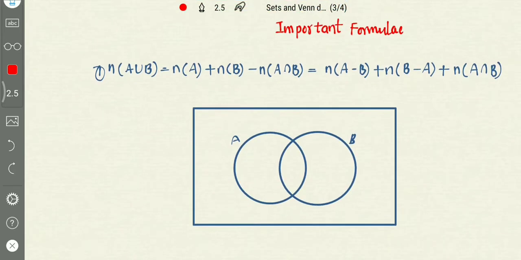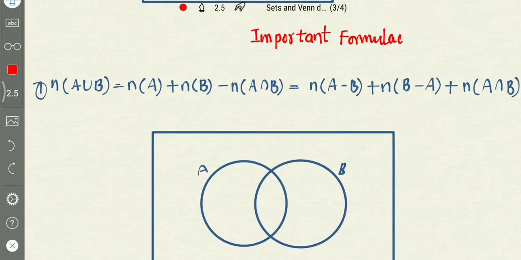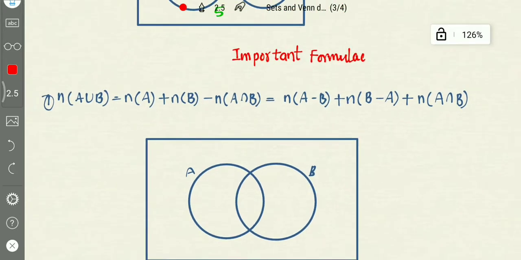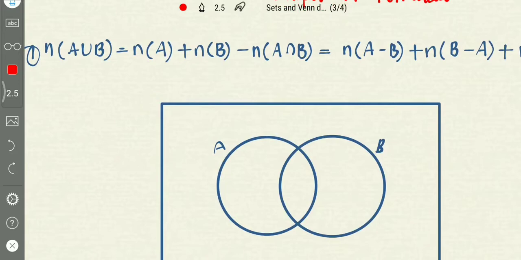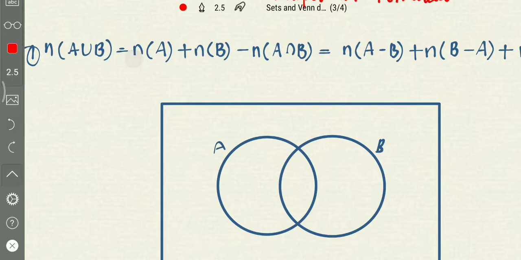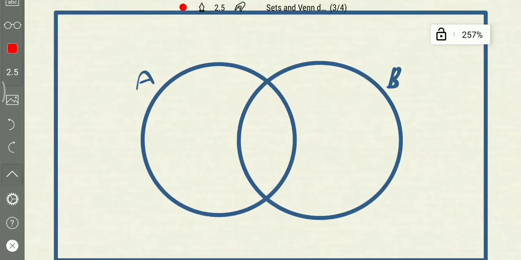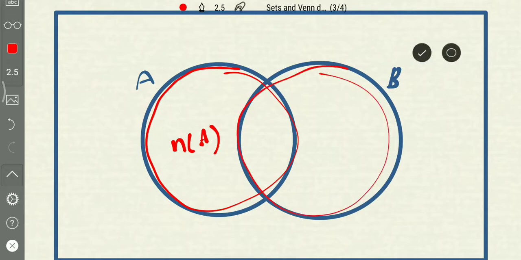Some important formulas are to be remembered while solving problems on sets and Venn diagrams. There is no need to remember them, but in GATE, speed is also important, so we need to remember the formulas. Without remembering these formulas also, we can solve the problems. So let us see here. Number of elements in A union B. How to find the number of elements in A union B? If you see here, this total is n of A, and this total is n of B.